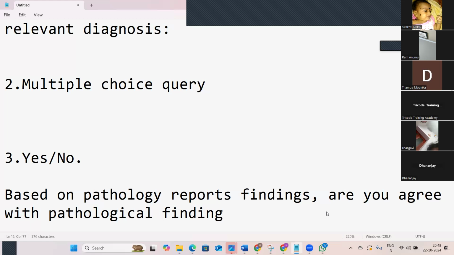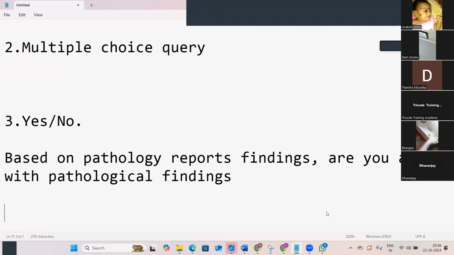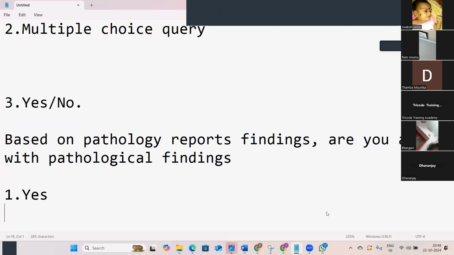Then we give options. No need to give multiple options here. We can give one option yes and a second option no. If the physician selects yes, we can go with the cancer diagnosis to code. If he says no, then you can go without the cancer diagnosis. Yes or no means we can just ask whether you are agreeing or not.